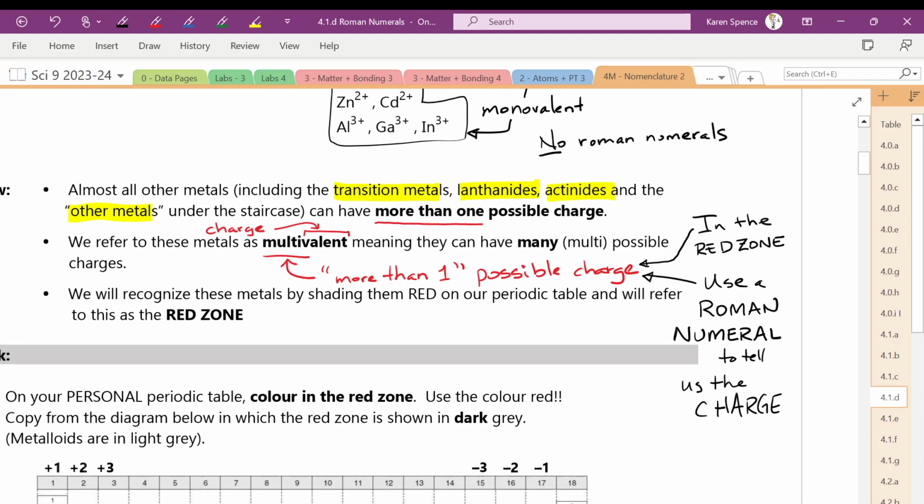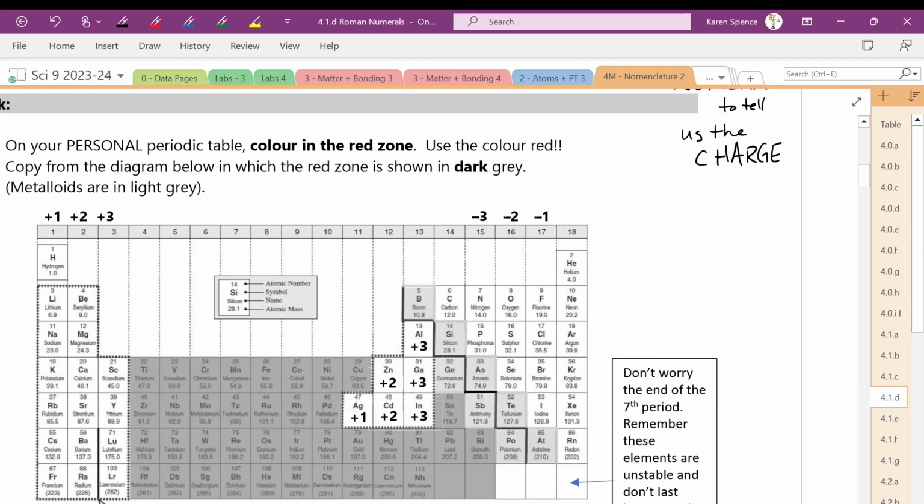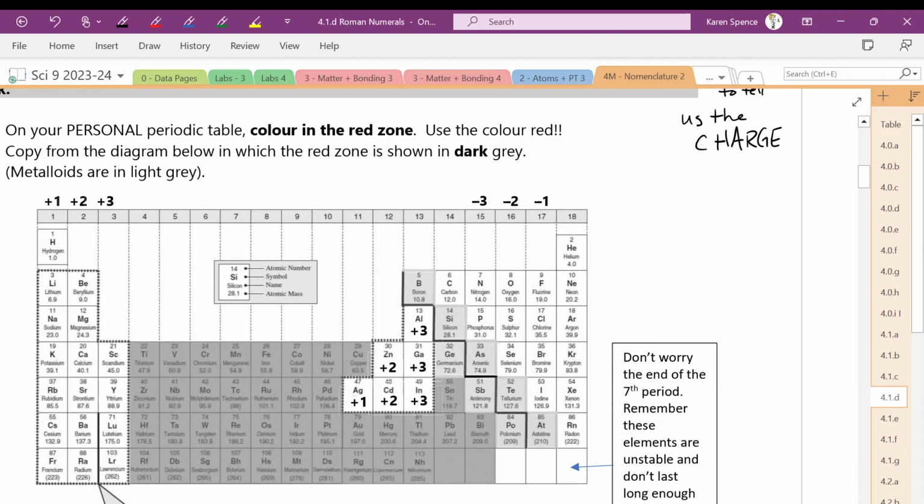Now, it used to be we did not have a color photocopier. So I made all my students get a red pencil crayon and shade in the red zone on their periodic table. You just got it beautifully filled in all to the edges and everything, okay? So here's our red zone. You will sometimes hear it referred to as the gray zone because we haven't had a color copier in the past, and so the zone was gray. So red zone, gray zone, they're the same thing, okay? So red zone, these are multivalent.